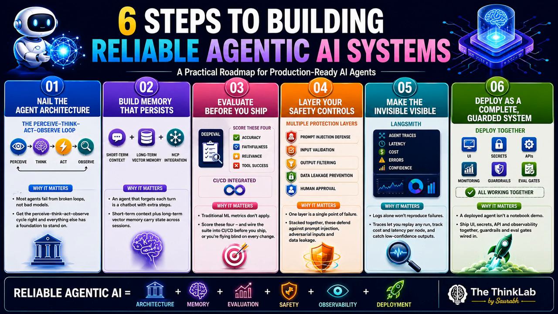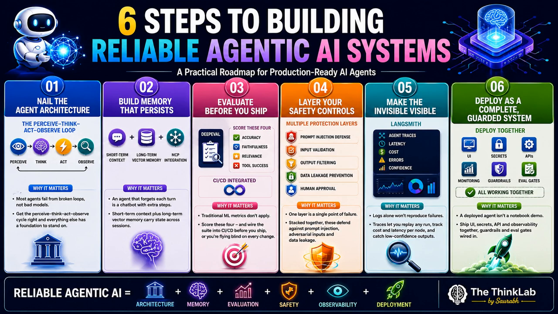Step one is the agent architecture. Architecture is the foundation of any AI agent. If the architecture is weak, the entire system becomes unstable. So a good AI agent follows 4 steps.